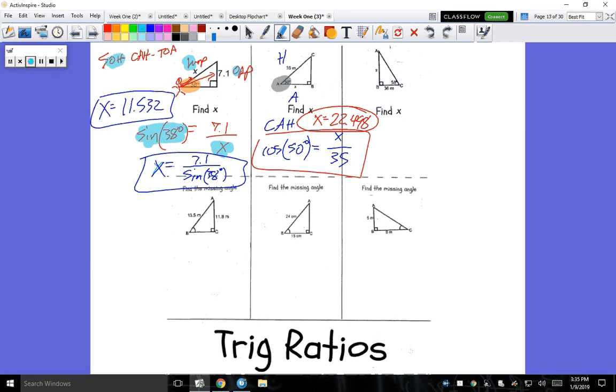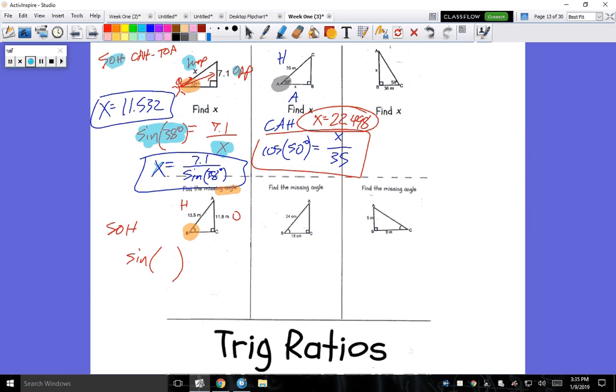I'm now trying to find the missing angle. See, I've been given the angles all day. Now I'm going to work backwards and find the angle. Okay? I'm trying to find this angle right here. What 2 sides do I know? Hypotenuse and what else? Opposite. What trigonometric function am I going to be working with? Sine.